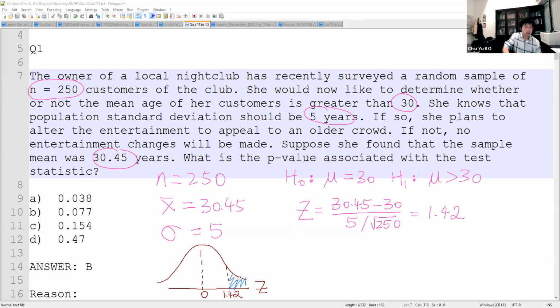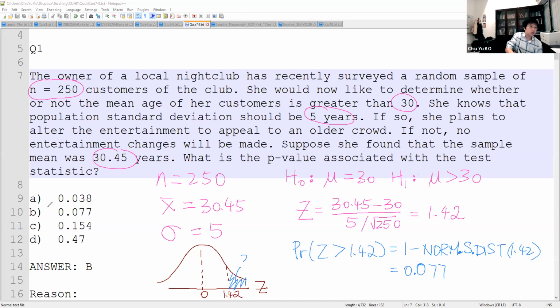So it is the area like this. What is this? This is the p-value, right? It's the probability that z is bigger than 1.42, which is 1 minus norm.s.dist of 1.42, which should give you the answer of 0.077. So it should be answer B.